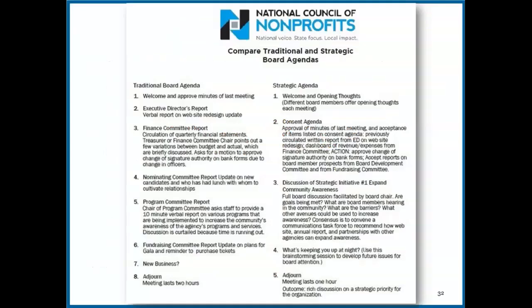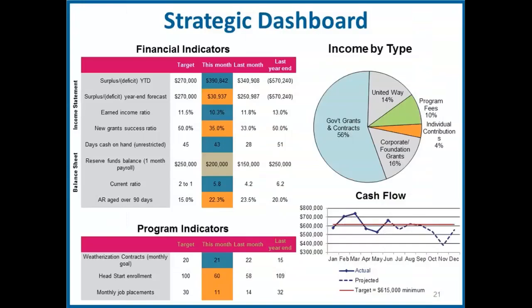So here's a resource from the National Council of Nonprofits talking about what might need to be included on those traditional board agendas versus a strategic agenda. So you can kind of use those as examples to examine your own board agendas in your agency. Then the strategic dashboards that I mentioned, again, these can just be helpful to give that snapshot of what's going on and provide a starting point for discussion for the board. So there's lots of different ways to do this.